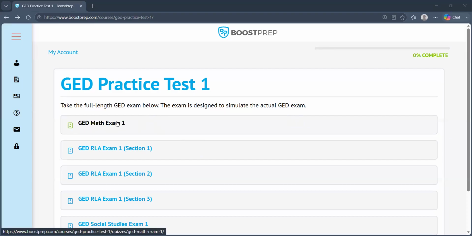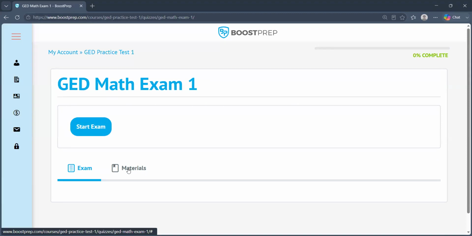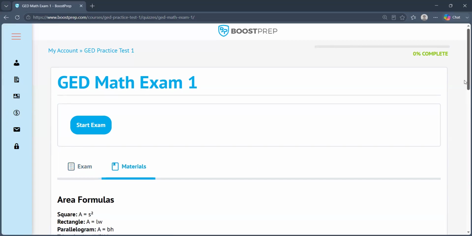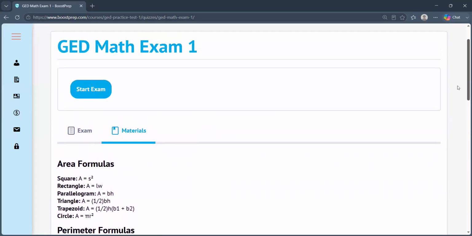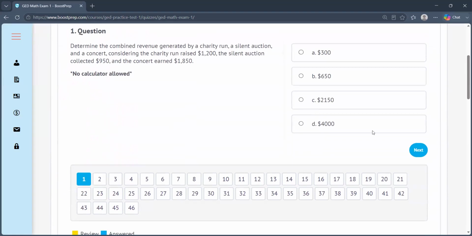Okay, so this is timed, but I'm not going to go as fast. I'm not going to be quick. I'm going to take my time because this is a practice exam. As you can see, there's the exam, and then they have the materials, which basically give you all the formulas, so there's no need to memorize or cheat. Okay, let's start with question one.